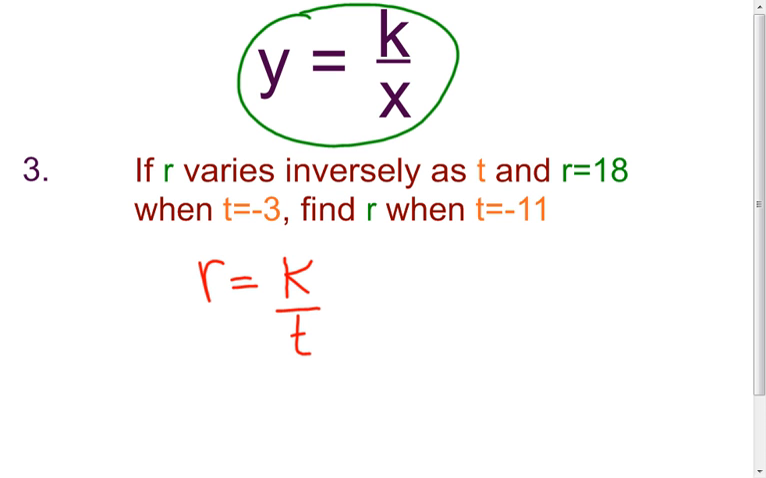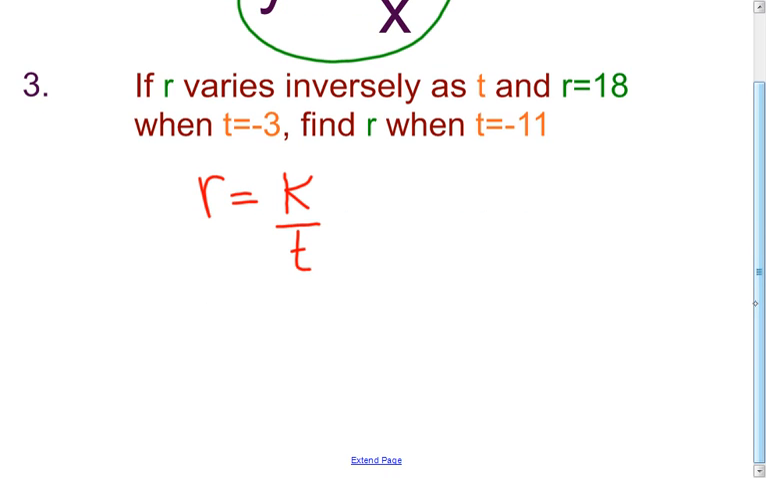Okay, so I'm going to first of all plug in what I know so that I can figure out what that constant is. Okay, so it says r equals 18 when t is negative 3. So r is 18. I don't know my constant when t is negative 3. So now I'm going to multiply by negative 3.